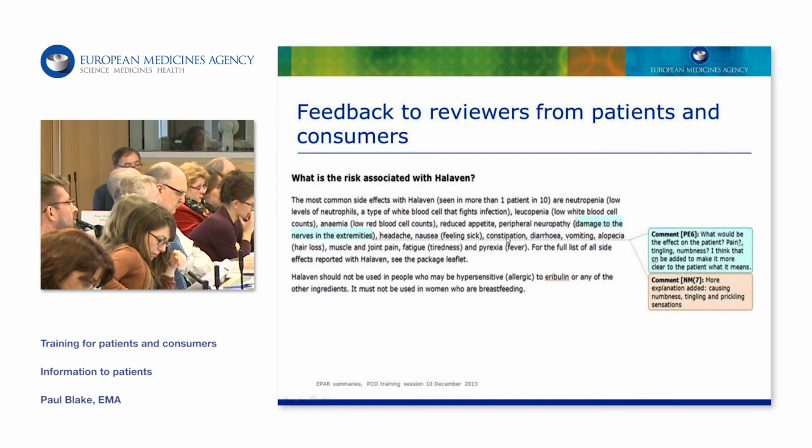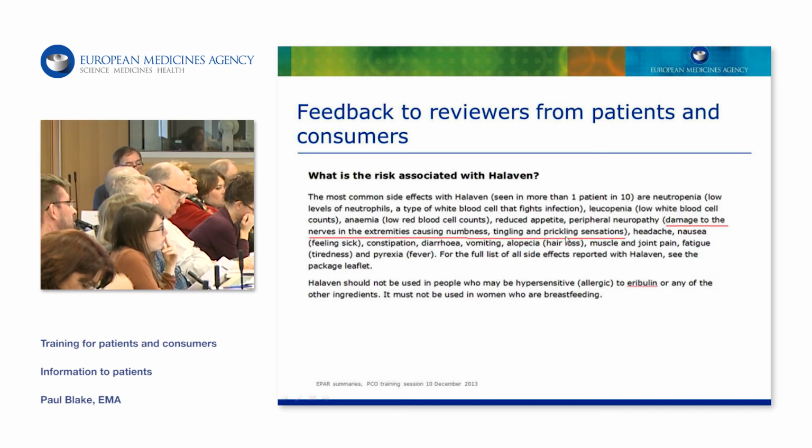So the definition for peripheral neuropathy was changed not only there, but as an ongoing thing in later documents. And now, where we have peripheral neuropathy, we explain it as damage to the nerves in the extremities, causing numbness, tingling, and prickling sensations.